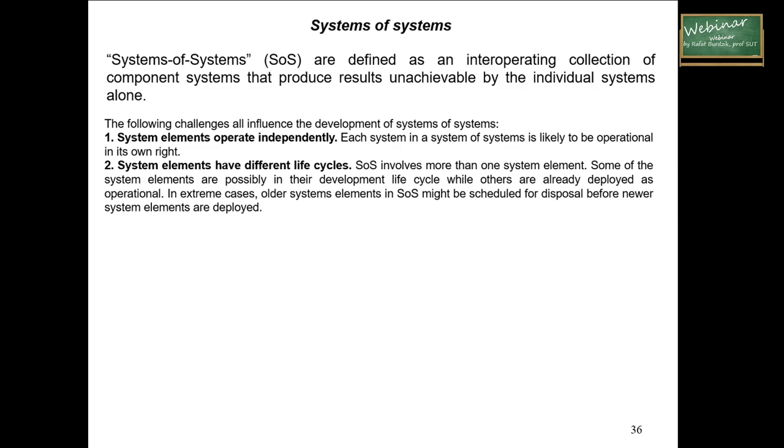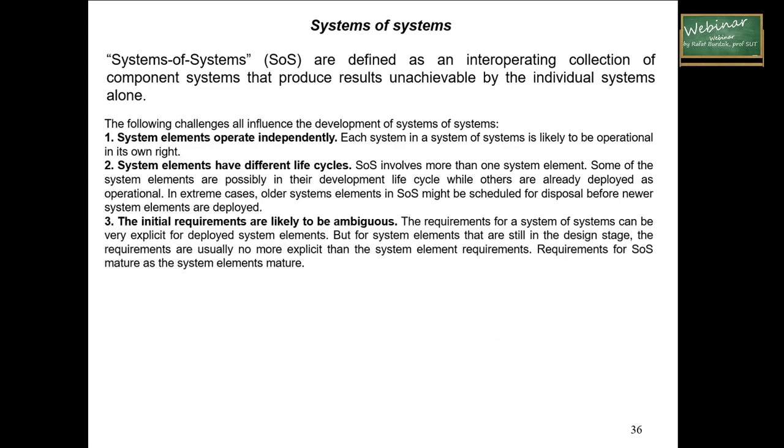The second one is that system elements have different life cycles. So an SoS involves more than one system element. Some of the system elements are still in their development life cycle, while others are already deployed and operational. In extreme cases, older system elements in an SoS might be scheduled for disposal before newer system elements are deployed. So this is everything about the different life cycles inside the systems.